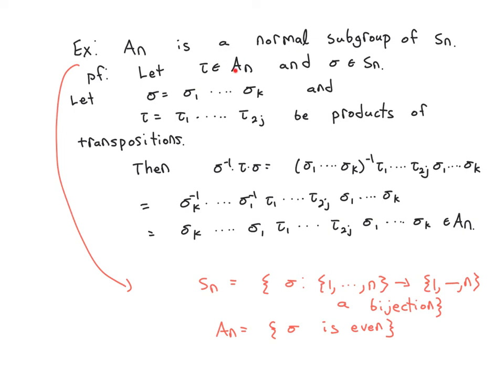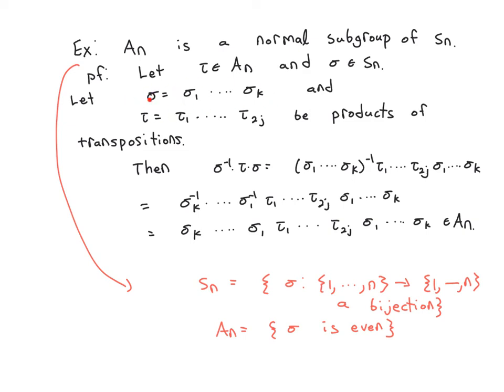So let tau be in the alternating group. So tau can be written as a product of an even number of transpositions. And let sigma be in the symmetric group. What do we want to prove? We want to prove that sigma inverse times tau times sigma is even, which means that we want to prove that it can be factored as a product of an even number of transpositions. So one way to show that, of course, is that we should write down a factorization for sigma.